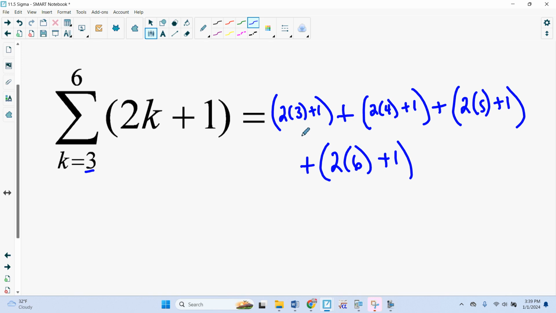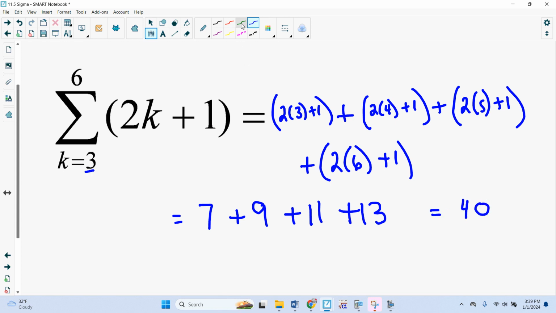So notice we only have 4 terms because we start at the bottom number and we go 3, 4, 5, and 6. Now, if we expand this more, 2 times 3 plus 1, this would be 7, plus 9, plus 11, plus 13. That is our expanded form. And once again, you could evaluate it and figure it out and just get 40. And we're going to do both. We'll talk about it in a second.